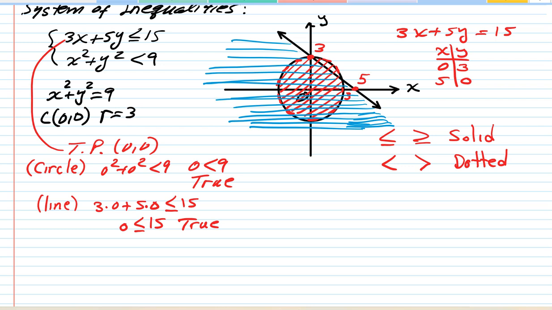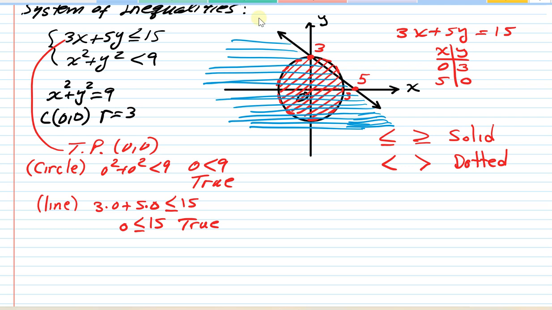Perfect. Now, the solution is going to be the region where the two shadings cross. They will cross right in the middle, on the inside of the circle. This part is not part of the solution because it's above the line. Everything outside of the circle is not going to work as a solution in the circle. Therefore, the crosshatch here is going to be the final solution to this.